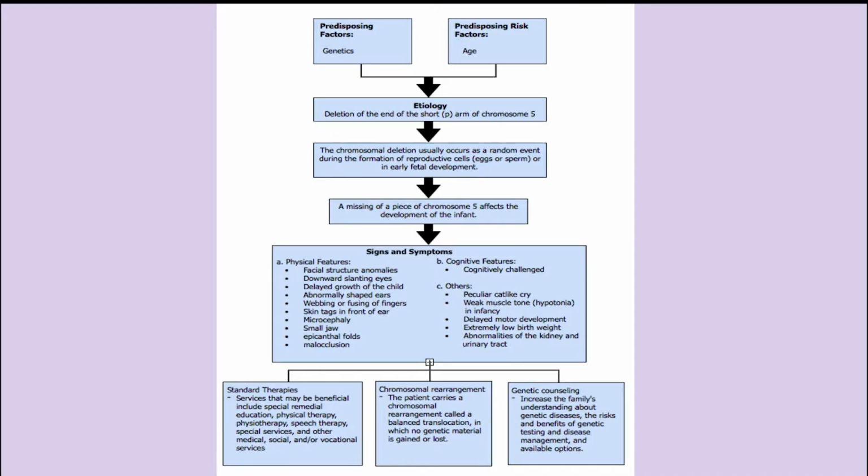So this is the pathophysiology of Cri-du-chat syndrome. We have the predisposing factors, which is the genetics, and for the precipitating risk factors, we have age.